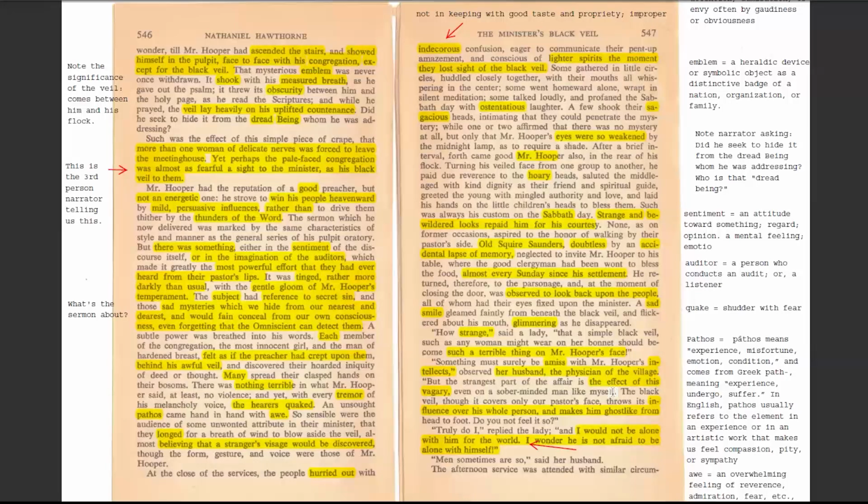So it's weird, but what's really weird, says the doctor, is the effect of this thing on people like me, like you. The black veil, though it covers only a pastor's face, throws an influence over his whole person. Remember that. It's just the veil, but it's throwing all sorts of doubt in the people's minds, and he says over his whole person, and makes him ghost-like from head to foot. Do you not feel it so? Don't you feel it? Truly I do, replied the lady, and I would not be alone with him for the world. Think about this.